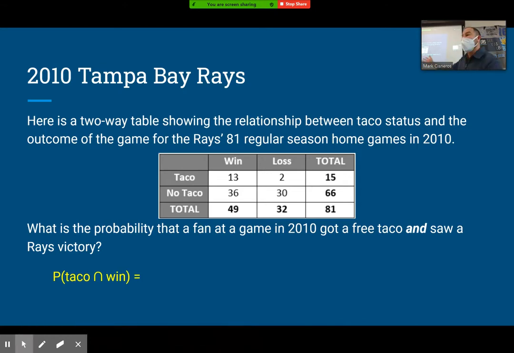Here's my notation for the probability of getting a taco and a win. 13 divided by 81 would be my fraction. And if I wanted to convert it to a decimal, I would put that into the calculator. When we're doing this for probability in this whole unit, how many decimal places were we writing the decimal version?